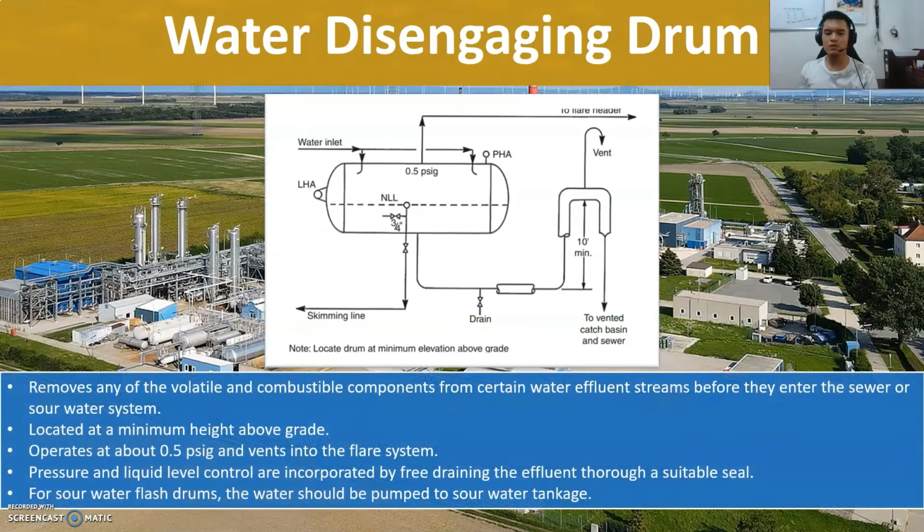And lastly, the water disengaging drum, which is a horizontal tank in nature. It removes any volatile and combustible components from certain water effluent streams before they enter the sewer or sour water system, and it is located at a minimum height above grade, operates at about 0.5 pounds per square inch, and vents into the flare system. Pressure and liquid level control are incorporated by free draining the effluent through a suitable seal, and for sour water flash drums, the water should be pumped to sour water tankage.